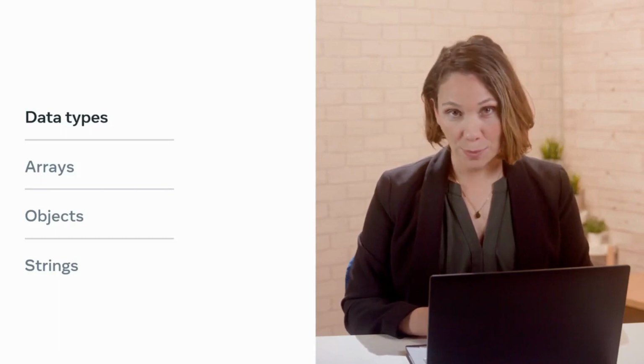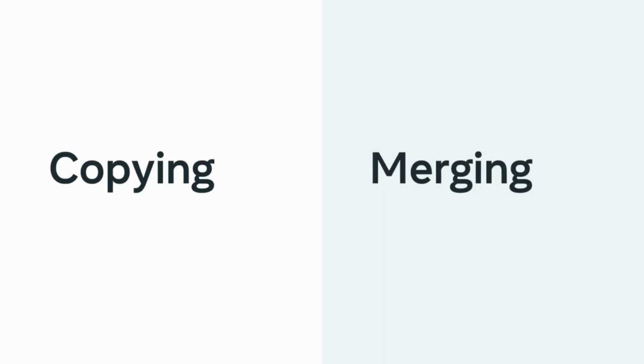The spread operator can be applied to different data types in JavaScript, such as arrays, objects, and even strings. Since React props are just objects, this lesson is going to be focused strictly on the object type. Copying and merging objects are the two main operations you may perform with these operators.